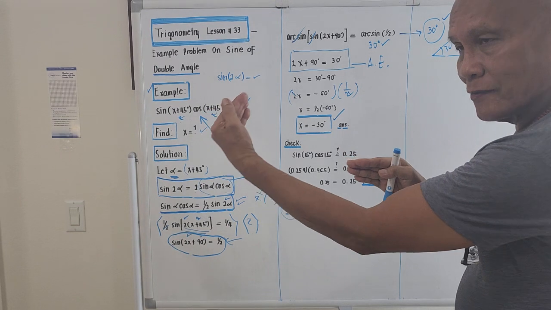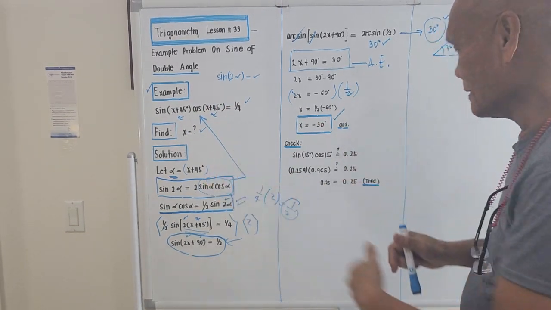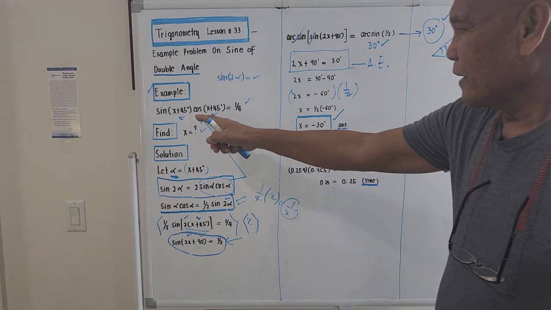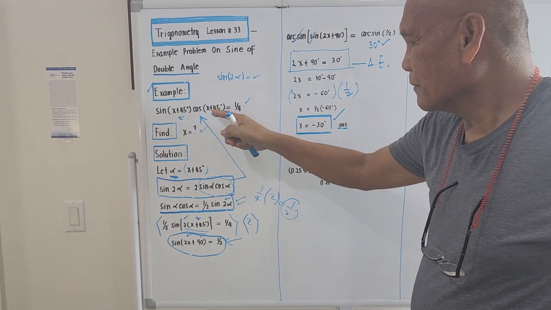To check the validity of this, we'll substitute this x back here and compare the value of the left hand side and the right hand side. Will it be an equality? Okay, let's try to substitute. If x is negative 30 degrees, this will become 15 degrees, and this will become 15 degrees.